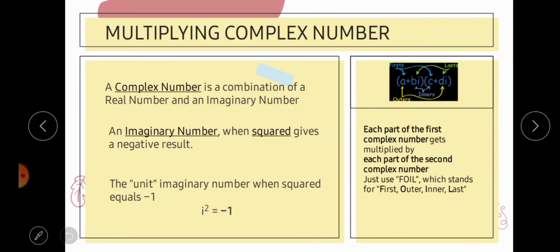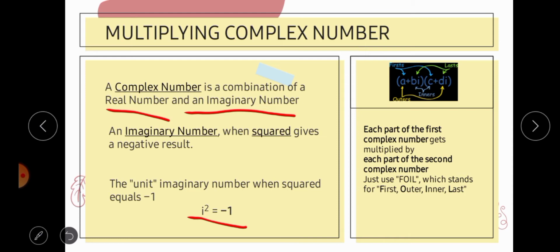So multiplying complex numbers. Again, a complex number is a combination of a real number and an imaginary number. An imaginary number, when squared, gives a negative result. So the unit imaginary number when squared is equal to negative 1. So i squared is equal to negative 1.